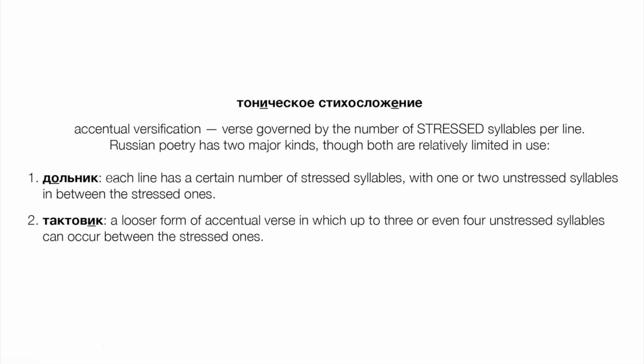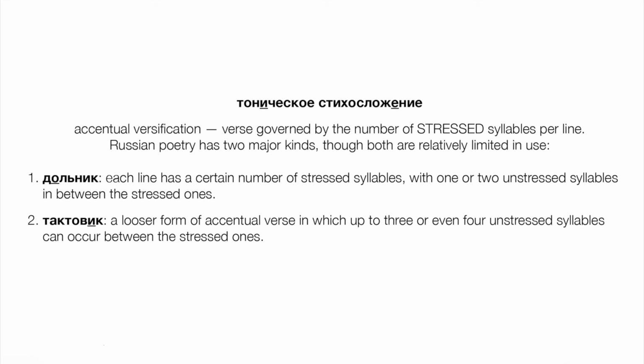Or as we normally call it, accentual versification, right? So the governing principle here, we're getting away from a strict syllable count, and we're focused only on the number of accents, of accented syllables, that is, of stressed syllables in a given line of poetry. So there are two major kinds of accentual verse in Russian, dolnik and taktavik. Both of these are fairly unusual, right? So they're kind of special.